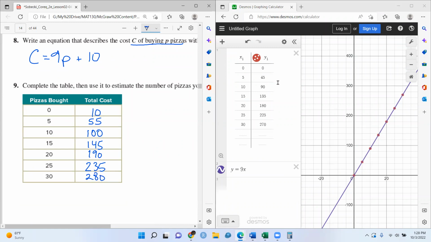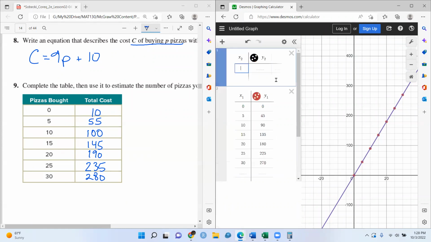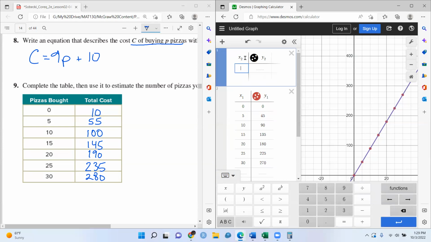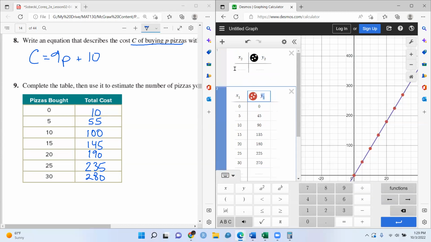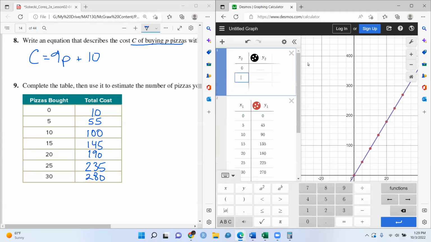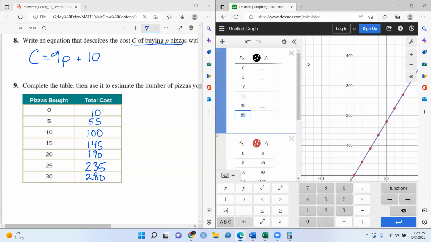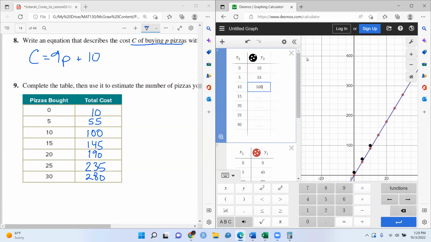Okay, I'm going to come over here, and I'm going to add this table to Desmos. So I'm going to create a second table. Notice, by the way, that the labeling of the tables are now X2, Y2 versus X1, Y1. And I'm going to type in my same X and Y stuff. And then now I'm going to change these values.